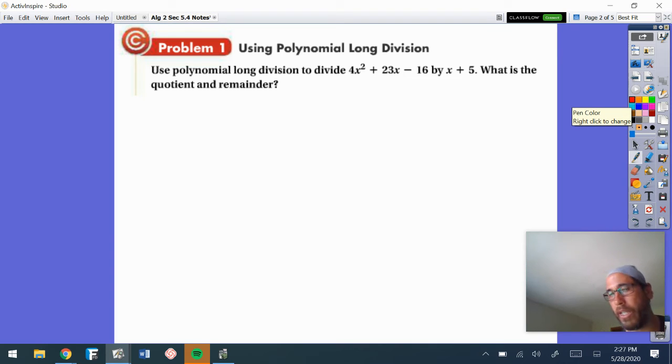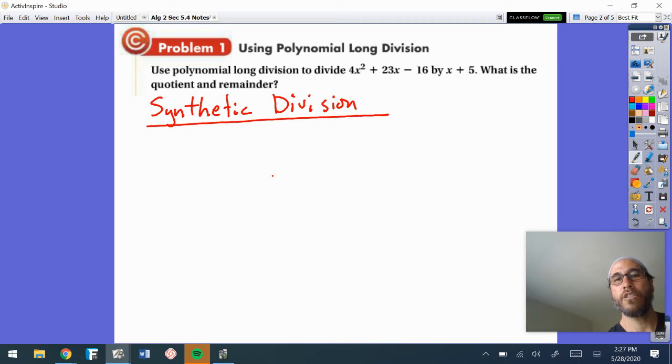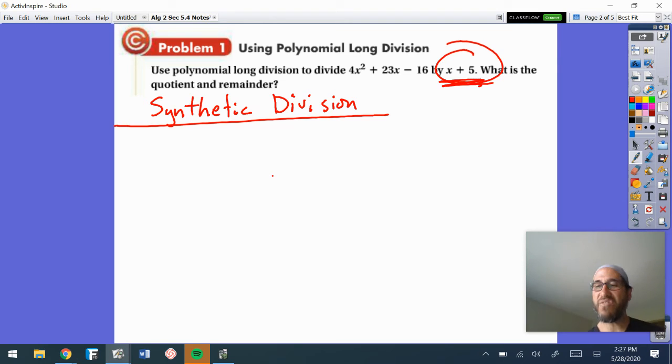Now, I can use the shortcut here. Why can I use the shortcut? The shortcut is called synthetic division. Okay? You can use this shortcut as long as your divisor, whatever you're dividing by, is linear. What does it mean if it is linear? Well, it means it has to be x plus 5, x minus 3, x plus 7, x minus 1,000,005, x plus 8. It's got to be x to the 1st. And so this time here, I could use synthetic division.